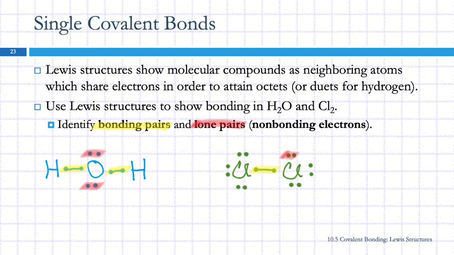So this chlorine has 3 lone pairs, and this chlorine has 3 lone pairs. Any questions?